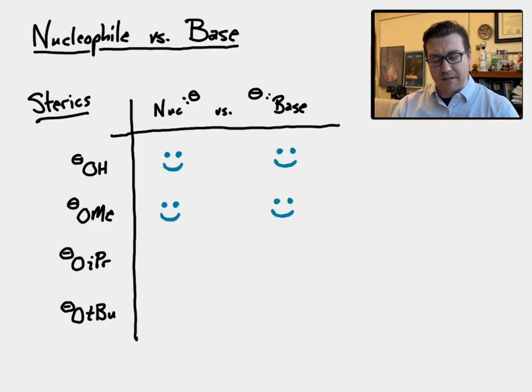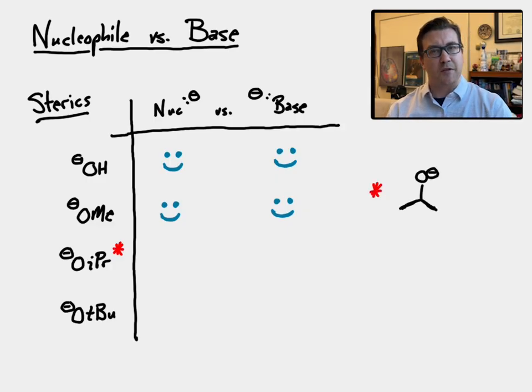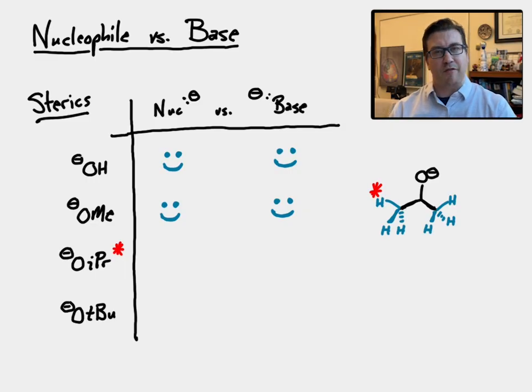Methoxide is also relatively small, and so it's again going to be a good nucleophile and a good base. Now, once we go to isopropoxide, this molecule starts to get significantly larger than methoxide. That's because these flanking methyl groups have hydrogen atoms that are occupying three-dimensional space. So now you have a little bit more congestion when you're trying to act as a nucleophile. As a base, it's still a strong base. As a nucleophile, it's becoming a weaker nucleophile.